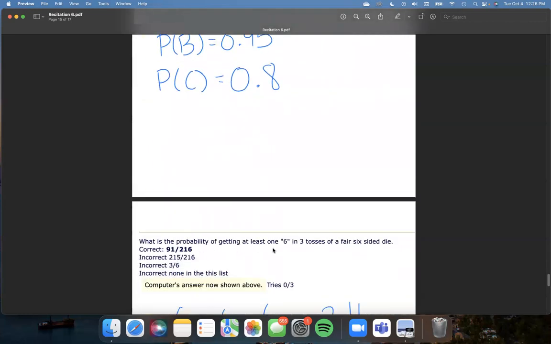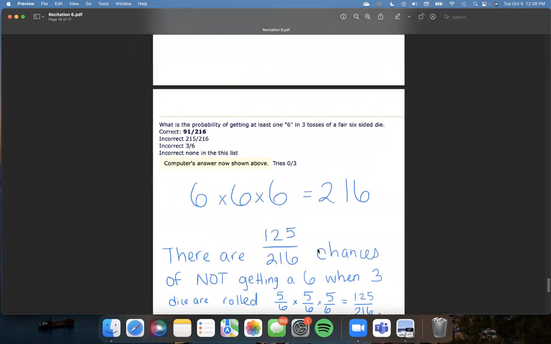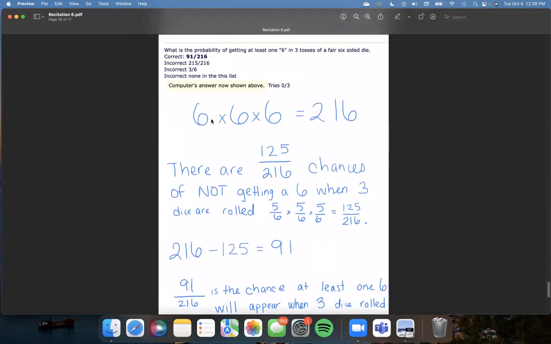What is the probability of getting at least 1 six in 3 tosses of a fair 6-sided die? So here, I'm going to zoom out so you can see it all at once. Here we have 6 times 6 times 6 is 216. So that's the number of total outcomes we can think of, because each die has 6 sides.